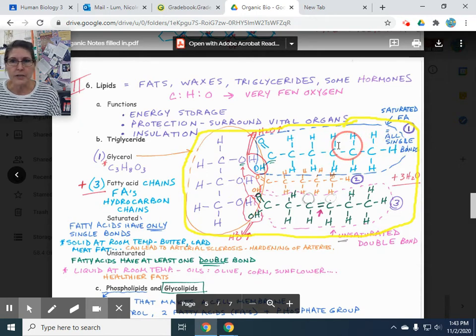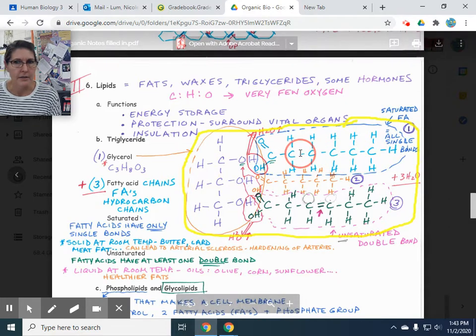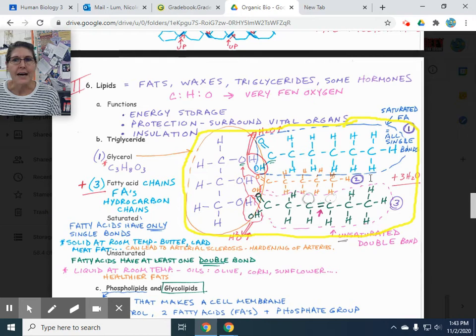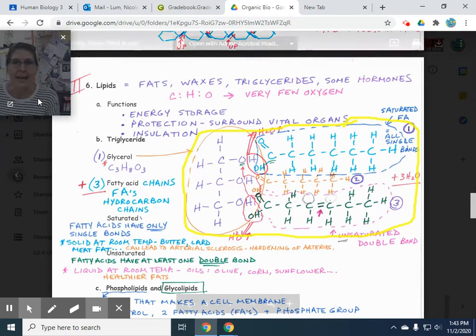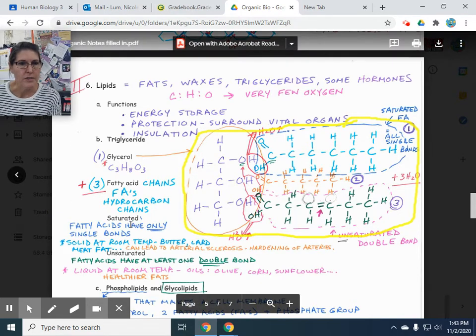What you're going to notice on this particular chain is that all my carbon to carbon bonds are single bonds. Because of that, that is a saturated fatty acid chain. So saturated fatty acid chains only have single bonds.